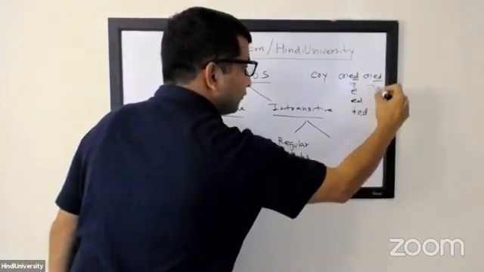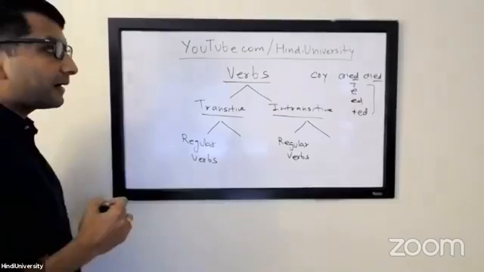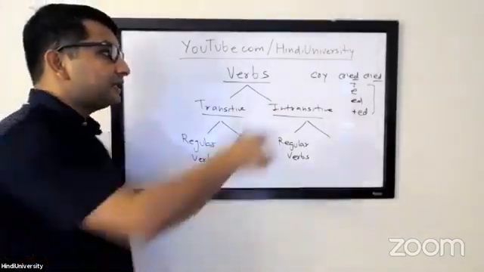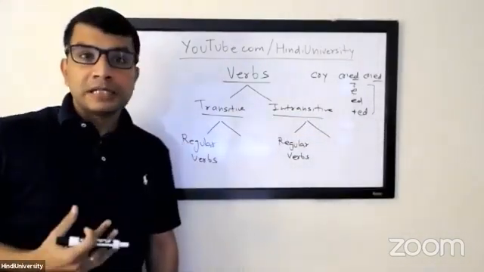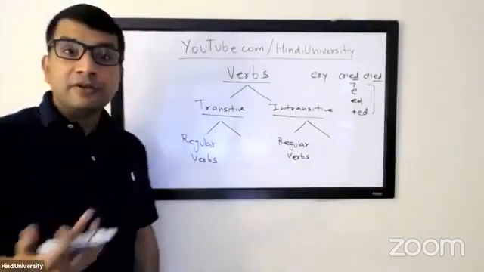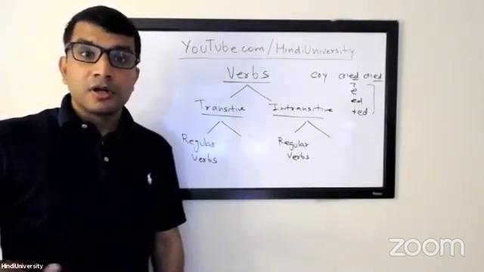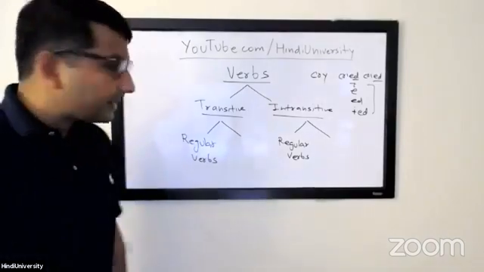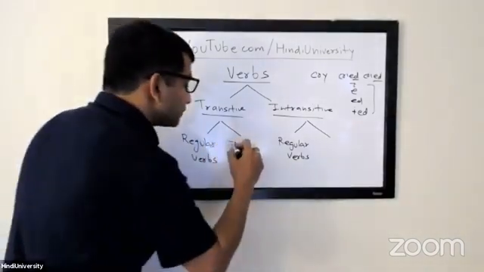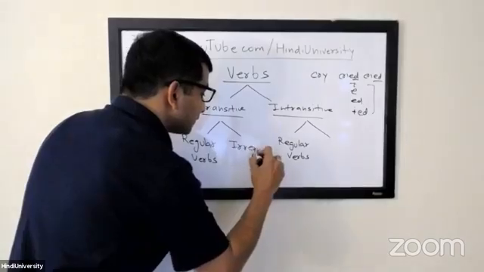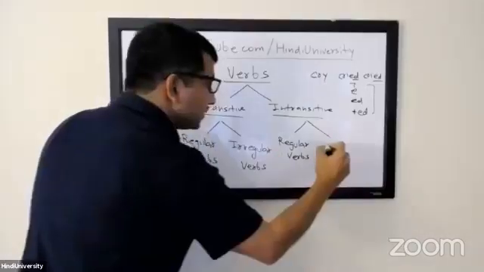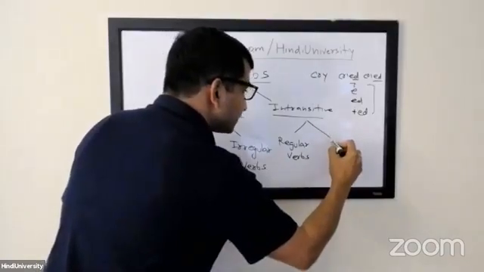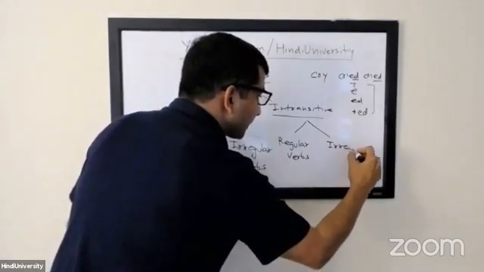But there are a handful of verbs that do not follow this pattern. They're not ending with the four most common verb conjugations. Even in English, like you have go. If you use it in the past tense, it's go, went, and gone. Right? So those are called irregular verbs. And similarly, there is an intransitive irregular verb as well.